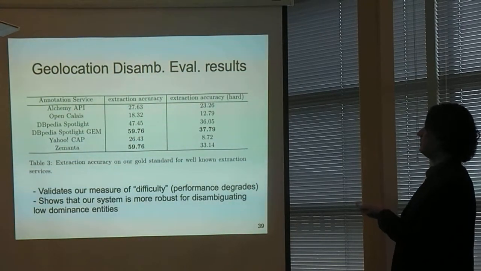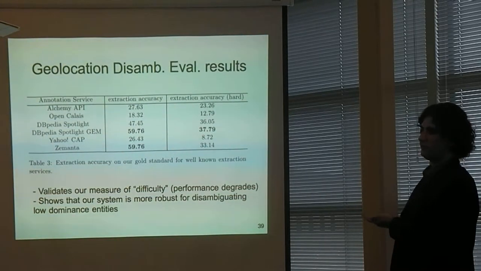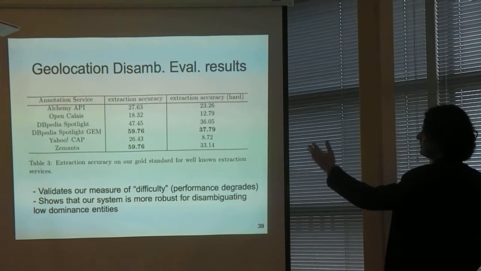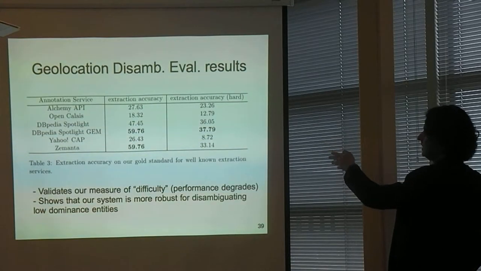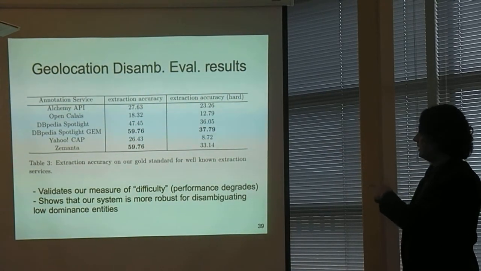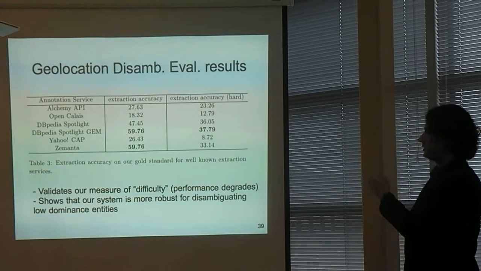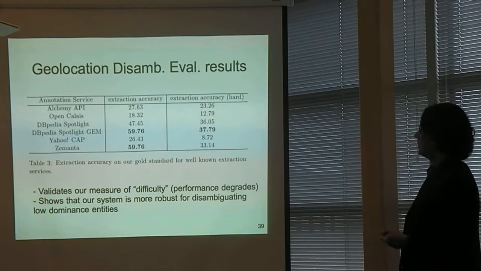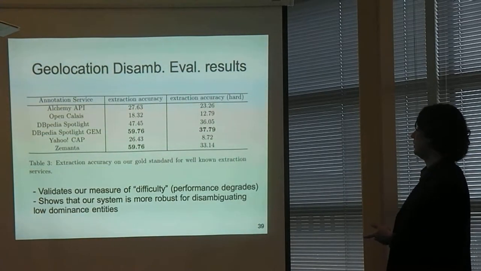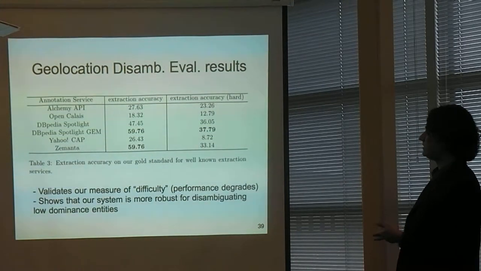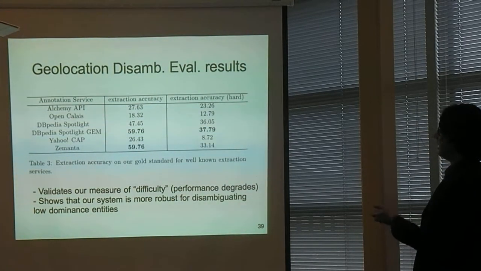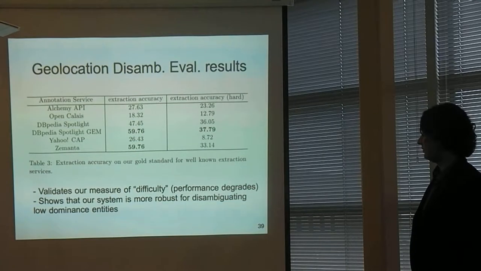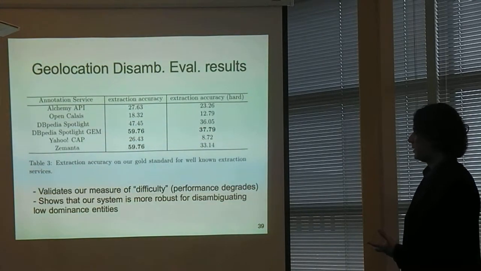The first thing that you can take from this is that our measure of difficulty seems to make sense, because if you look at the extraction accuracy overall, that's much higher than the extraction accuracy only on the examples that we deemed hard. So the ones that we said have a high difficulty to disambiguate seem to be actually harder because everybody's making mistakes on them. And it also shows that our system is more robust for the low dominance entities, so the more difficult ones, because we retain more accuracy than the other alternative approaches. So this is one contribution here.